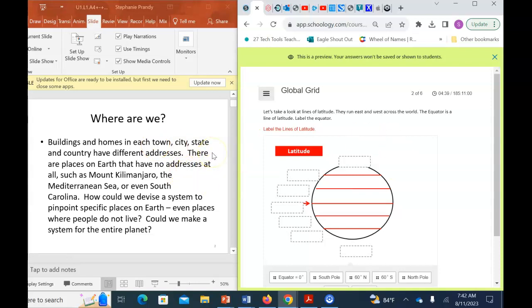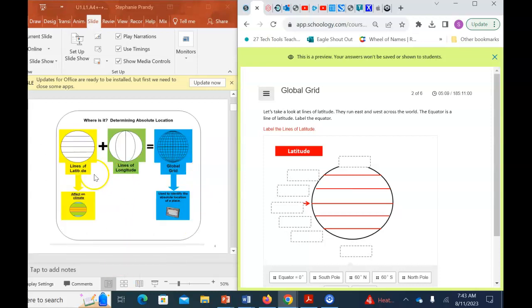So when we talk about being in this world, there are buildings, homes, towns, cities, states, countries, all with a different address. But there are some places on Earth that don't have an address per se, like not 123 Pine Log, like Mount Kilimanjaro, the Mediterranean Sea, South Carolina as a state. So a way that we can find an address for them is we use this grid system.